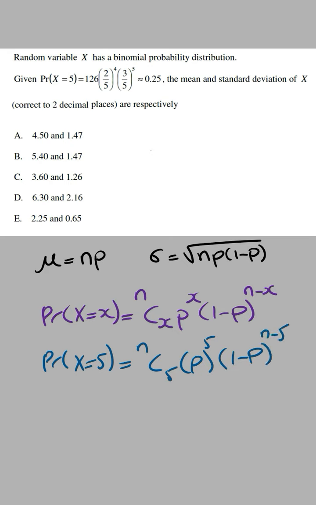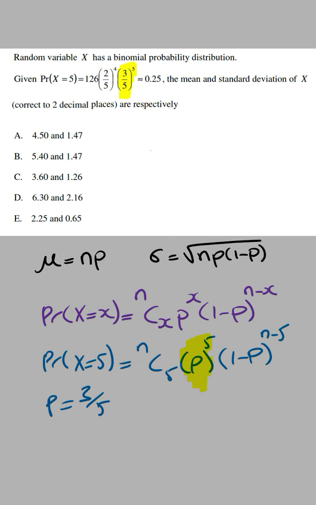And here's where the trap was. Notice that we've got p to the power of 5 here as the first term, but here it's in the second term. And so p is equal to 3 on 5. P does not equal 2 on 5. And so we can say that p is equal to 3 on 5.